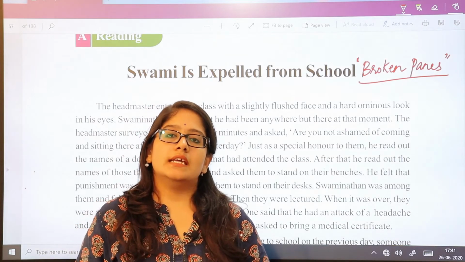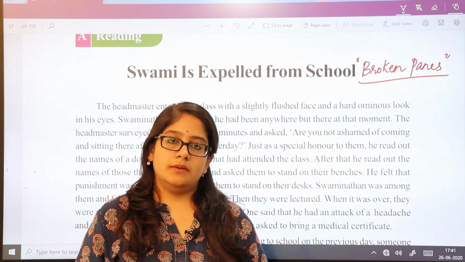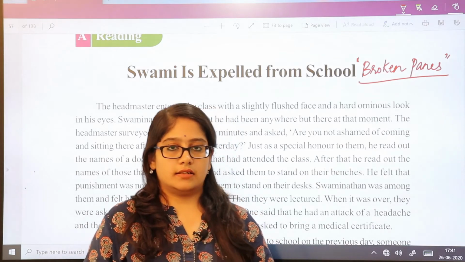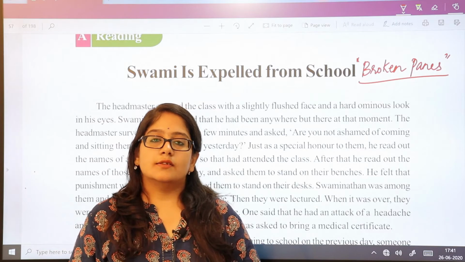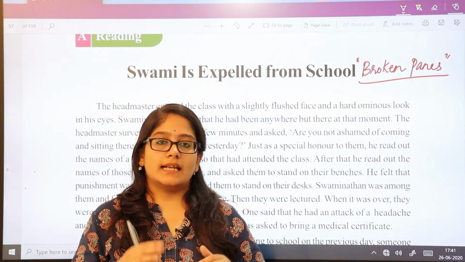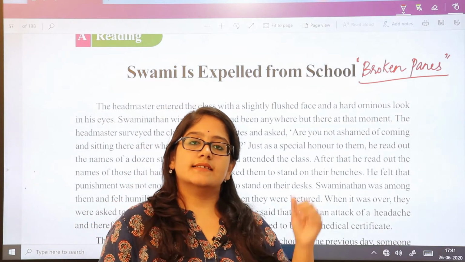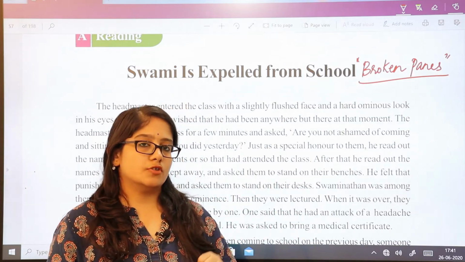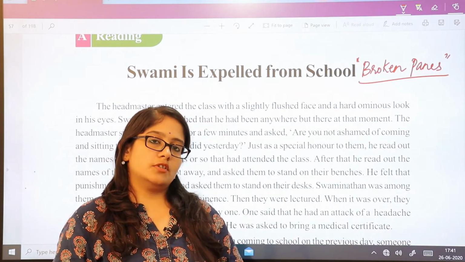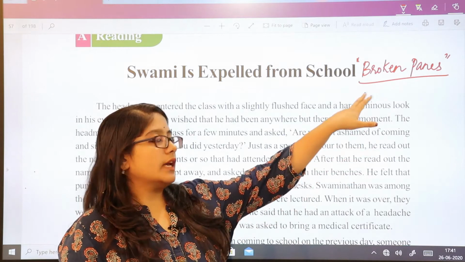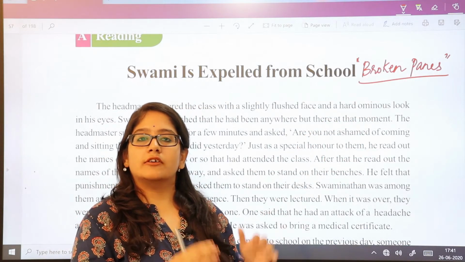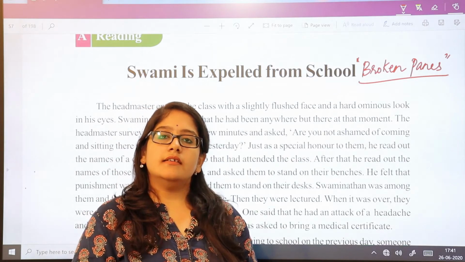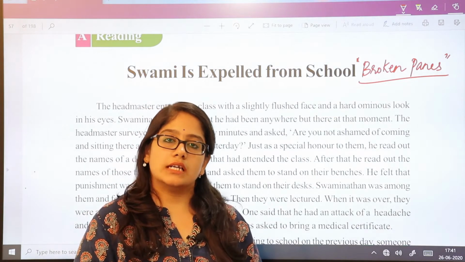The novel Swami and Friends was written by R.K. Narayan in the year 1930 and it was published in the year 1935. The novel consists of 19 chapters and this story is taken from the 12th chapter. The title of the 12th chapter is Broken Panes. Pane refers to a frame that holds a glass. Here, pane is a window glass.